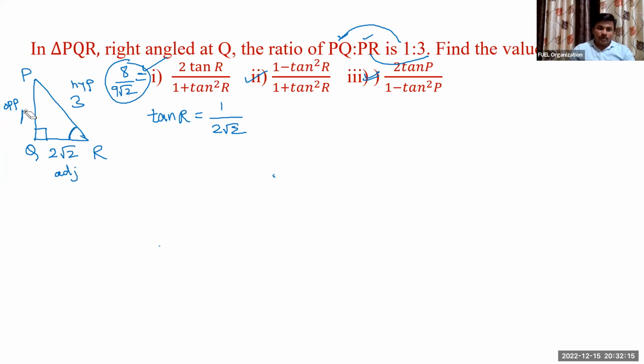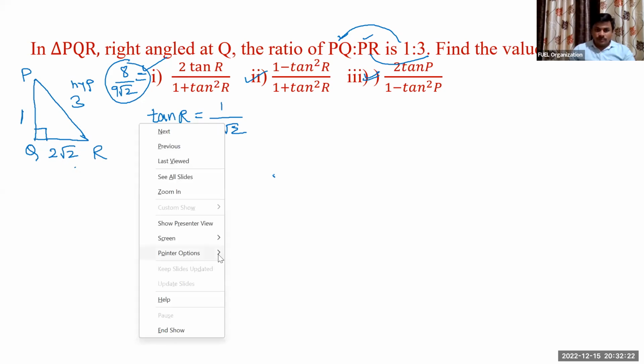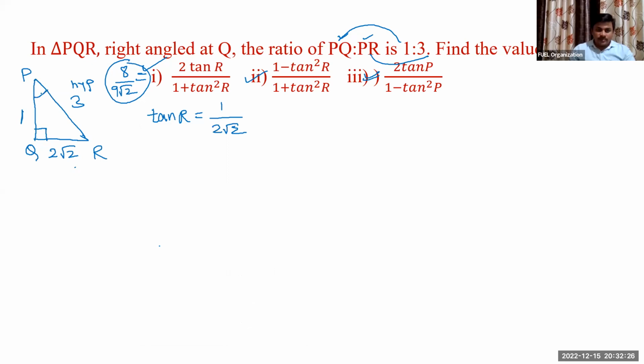Now this hypotenuse is fixed only, but opposite and adjacent will change. Now here you are having angle theta. So this side will become opposite now and this side will become adjacent. So tan of p is equal to opposite by adjacent. So that is nothing but 2 root 2 by 1, you can write 2 root 2 only. Okay, if you substitute in this, you will get the answer.